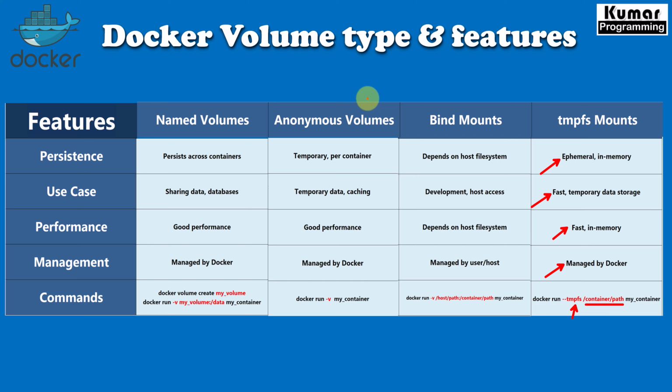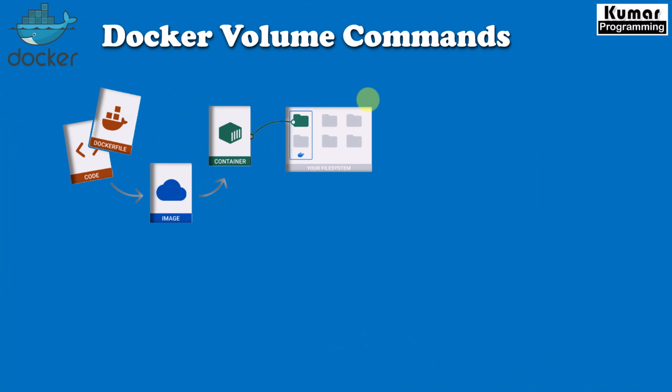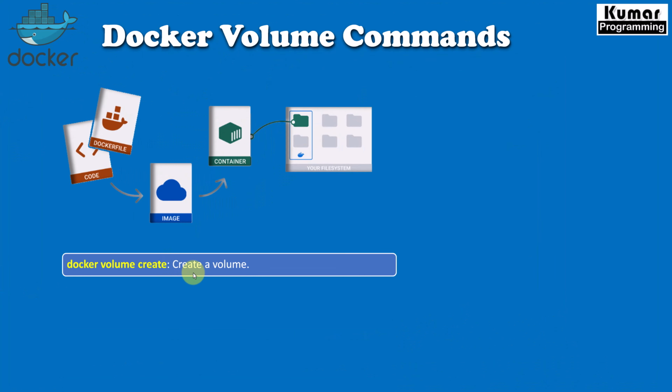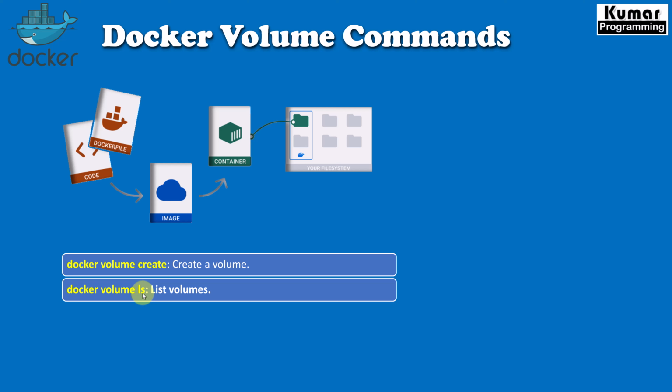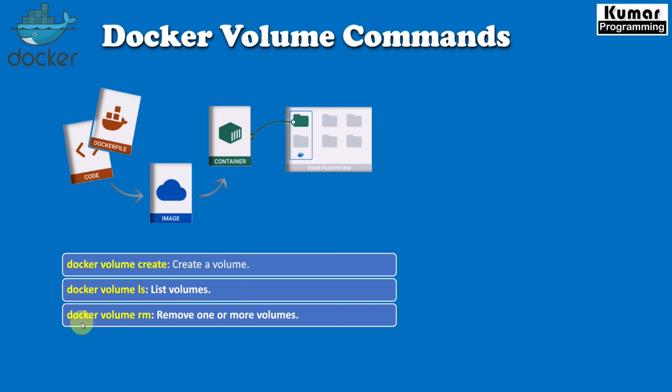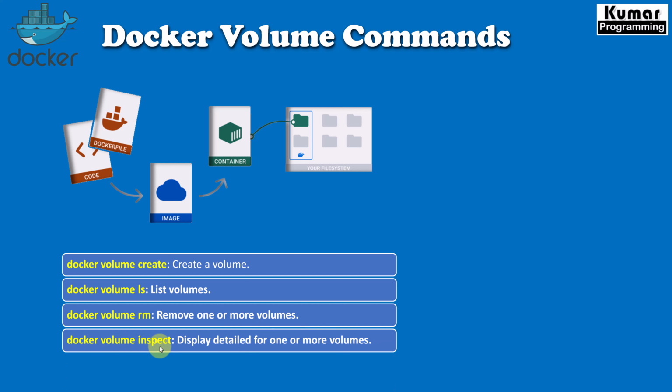Okay, now let's move and see the basic commands related to the Docker volume. The very first command is docker volume create, which is used to create a volume, right? The second command is docker volume ls, which is used to list all the created volumes. The third one is docker volume rm, which is used to remove one or multiple volumes. And the last one is docker volume inspect, which is used to display detailed information about one or more volumes, right? These are all very simple commands related to the Docker volume, and we will see all of them in our practical demonstration.